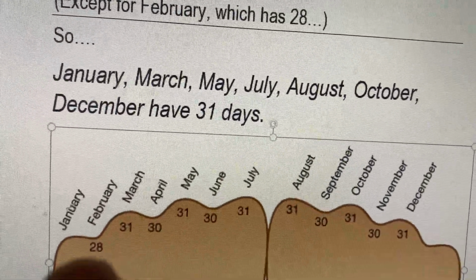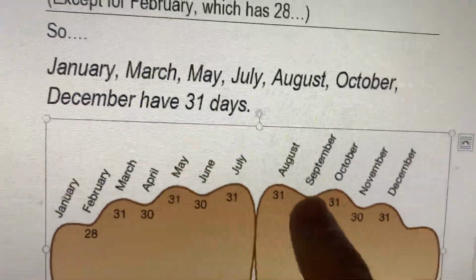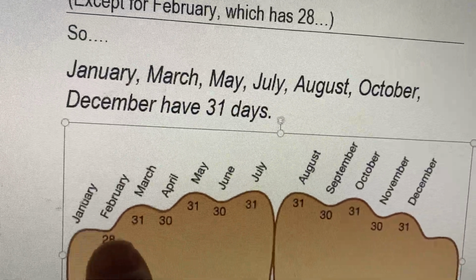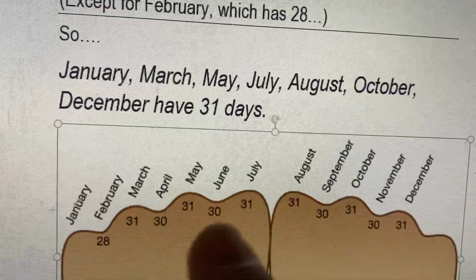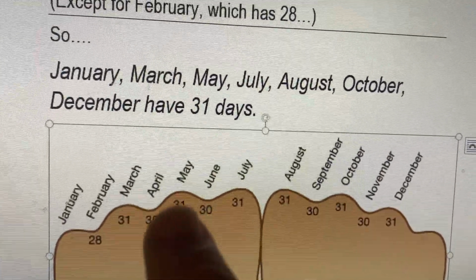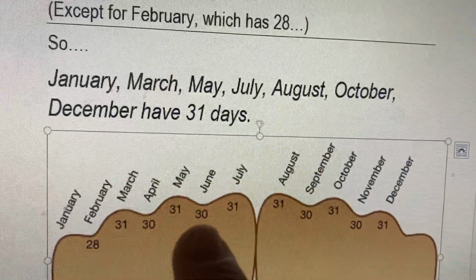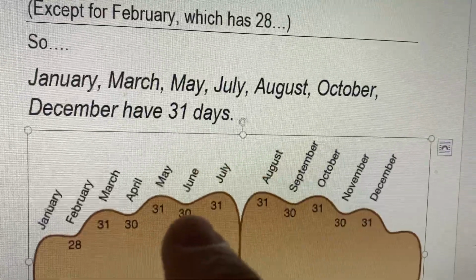So you know that May has 31 days because it's on a knuckle. January, February, March, April, May. You know June has 30 days because it's in between the knuckles. It's the low spot. So January, February, March, April, May, June would have 30.